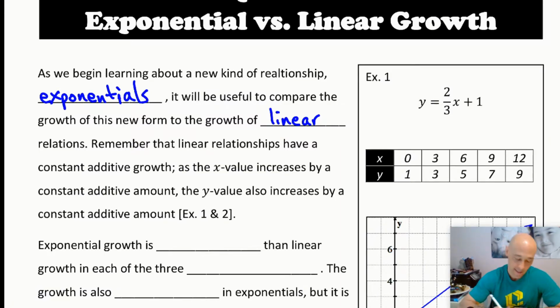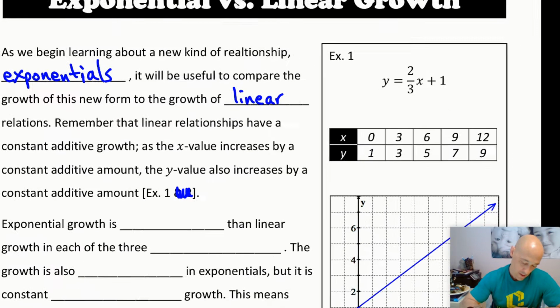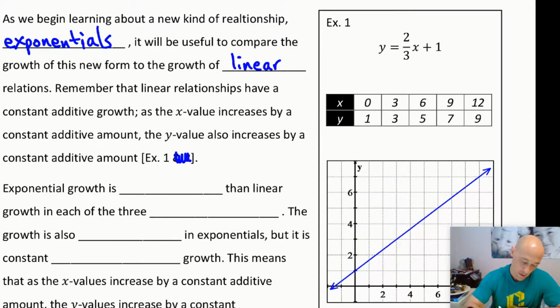And we're going to be looking at example 1. This shouldn't say example 1 and 2 here, just example 1. And I'll fix that on yours. So let's look over here at example 1. In the equation, the constant additive amount is right here. This is the constant additive amount. Additive, meaning it's adding.